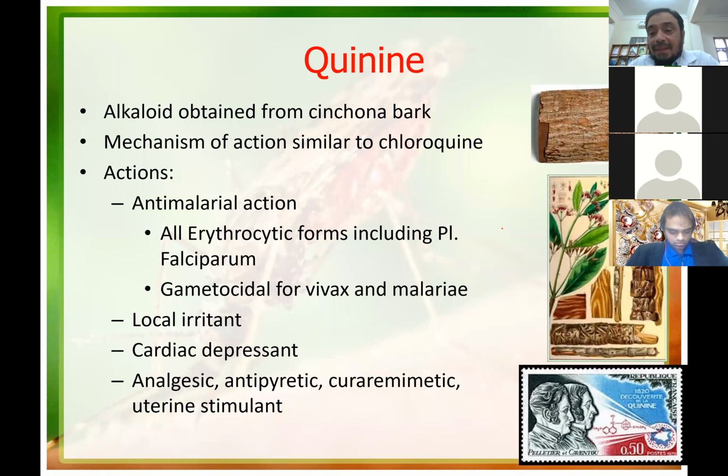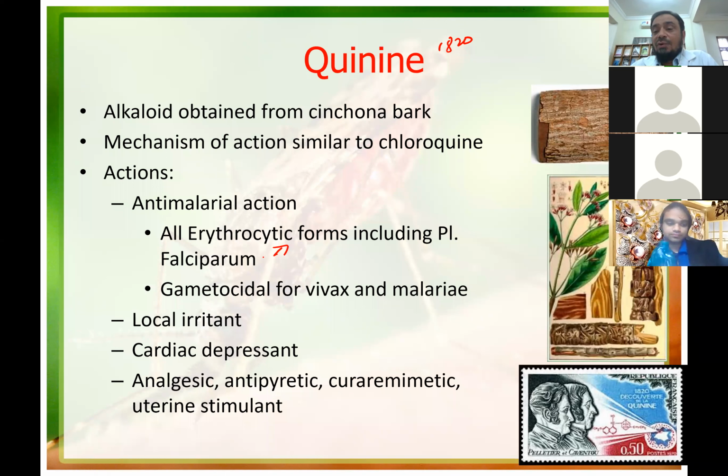Now coming to quinine. Quinine is an age-old drug. It is actually the oldest drug which was used for the treatment of malaria. It was synthesized in 1820 by Pelletier and Caventou, and it is an alkaloid which is obtained from cinchona bark. Mechanism of action: it is similar to chloroquine. It is antimalarial, and it is having the effect against all erythrocytic forms, that is erythrocytic schizogony, including Plasmodium falciparum. Also, it is having gametocidal activity against vivax and malariae. It is not having gametocidal activity against the falciparum malaria.